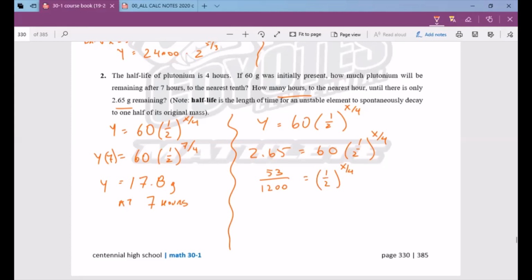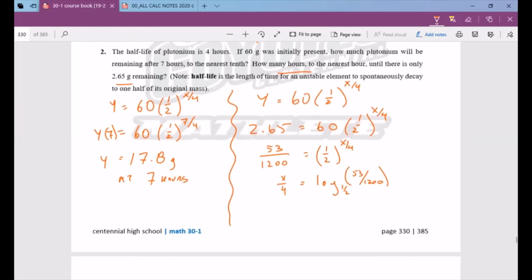We swap this around into logarithm form. The base is 1/2, the base of our exponent. And so what we have is x over 4 is equal to logarithm 53 over 1200, base 1/2. X is equal to 4 times logarithm of 53 over 1200, base 1/2.